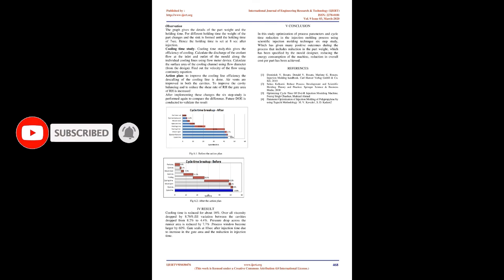Cooling time study. This gives the efficiency of cooling. Calculate the discharge of the coolant flow at the inlet and outlet of the mold along the individual cooling lines using a flow meter device. Calculate the surface area of the cooling channel using the flow diameter, from the design. Find out the velocity of the flow using the continuity equation. Action plan to improve the cooling line efficiency.